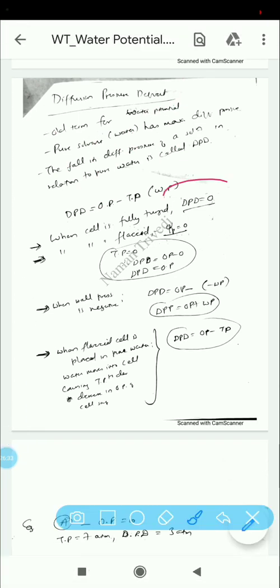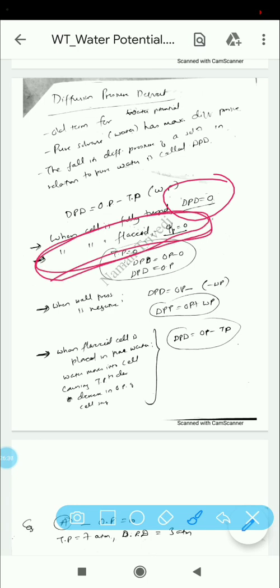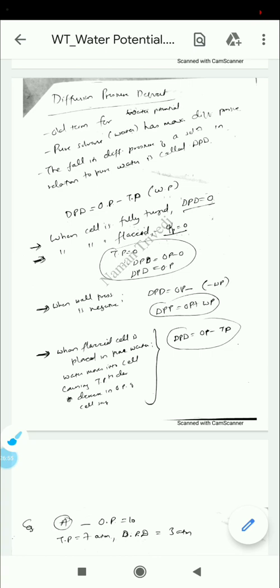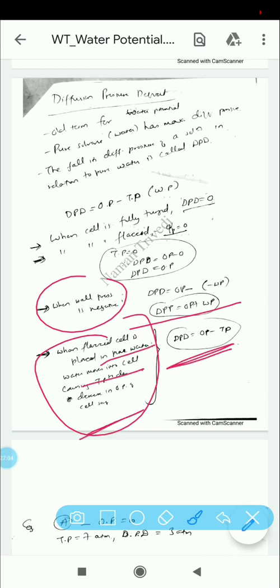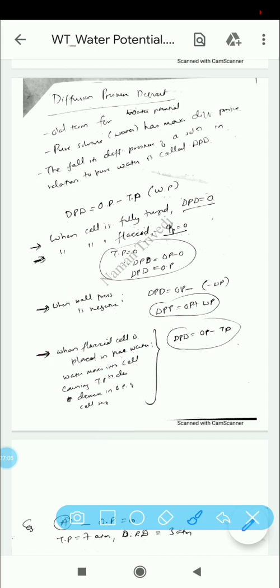You should know that when the cell is fully turgid, DPD is 0. Now in the flaccid case, psi p is always equal to 0. Why is psi p equal to 0? Because flaccidity is obtained when the cell is in an isotonic solution, and in isotonic everything is equal, so there is no net movement, so psi p is always 0. When the wall pressure is negative, DPD is equal to OP plus the wall pressure. When a flaccid cell is placed in pure water, it is always OP minus TP, as you know, a decrease in osmotic pressure and the cell shape will change.